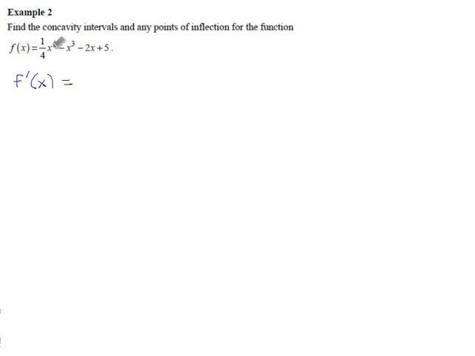So 4 times 1/4 cancels out. x to the third minus 3x squared minus 2 is our first derivative. f double prime is going to be 3x squared minus 6x, full stop.